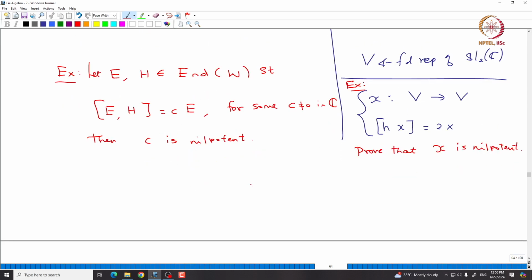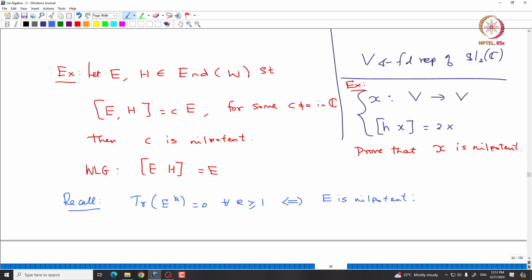Okay. So, one can adjust this scalar C and then rescale H, and then one can assume, without loss of generality, that E H is exactly E. Okay. So, there is this trace criterion that one can use to prove that this E is nilpotent. Recall, the trace of E to the power k is 0 for all k greater than or equal to 1 if and only if E is nilpotent.